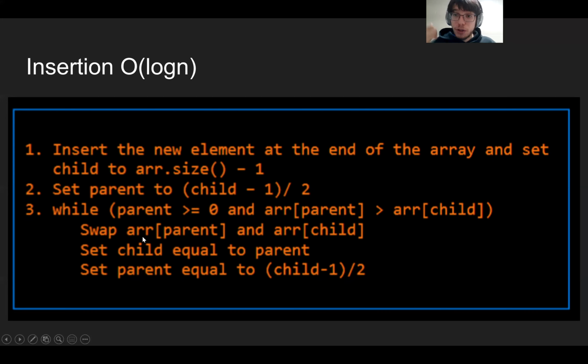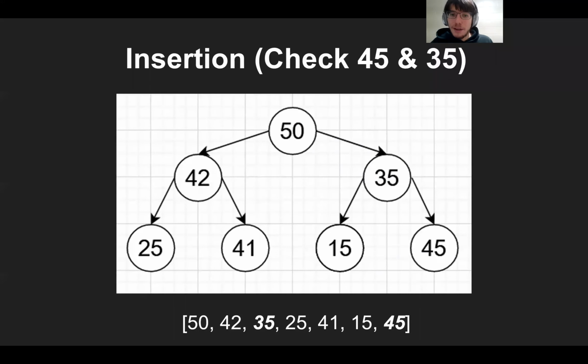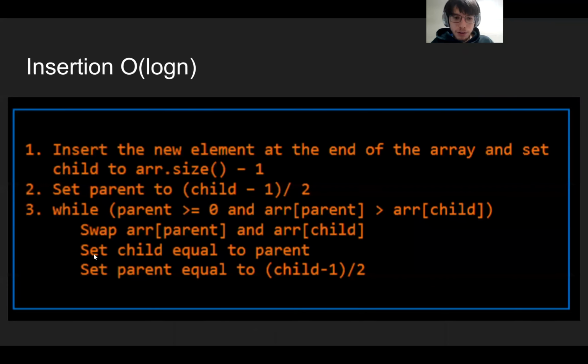But as long as one of those things is not true, then the child must be larger than the parent. And if it is, you swap them. And then the child index becomes the new place it's at, and the parent index becomes the previous one's parent. So in terms of this, after swapping 45 and 35, the child index is now where the 35 was, and the parent index is now where the 50 is. So that allows us to check 45, after 45 moves off, against 50. And that's what's going on inside this while loop.